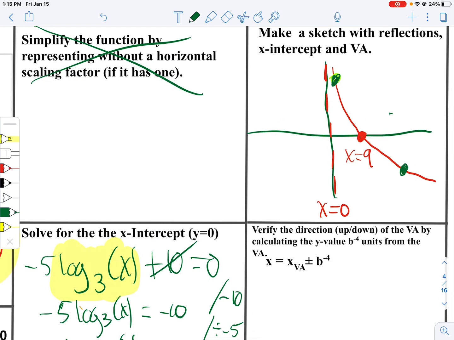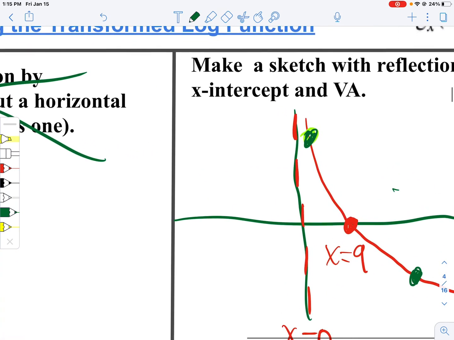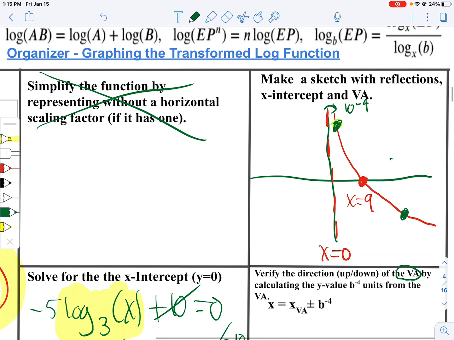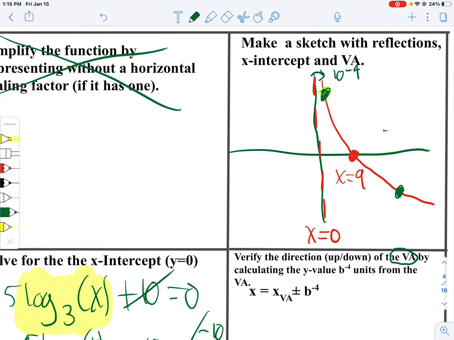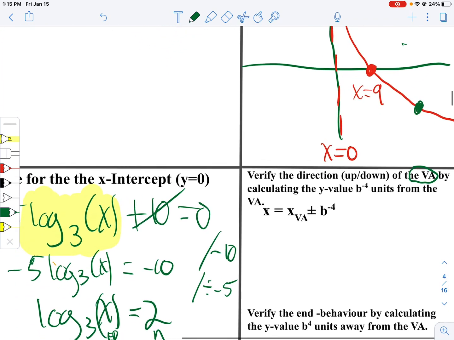So the first thing I'm going to do is check near the vertical asymptote. And what I'm going to do is go 10 to the -4th of a unit away from the y-axis. So what does that mean? Well, if it's 10 to the -4th away, that means I've got to sub an x value into the equation. How do I do it?